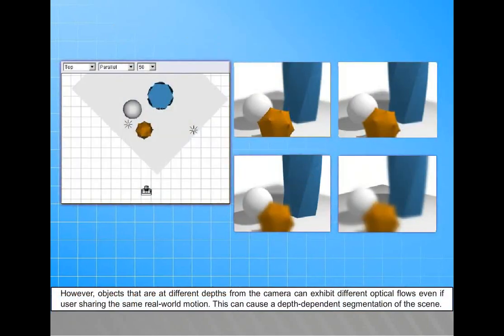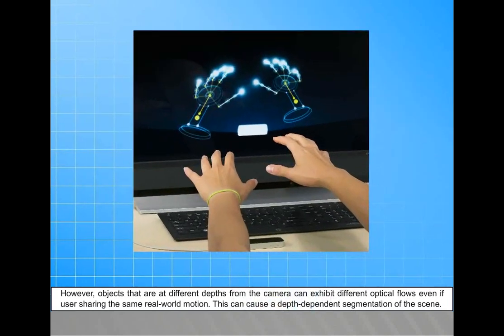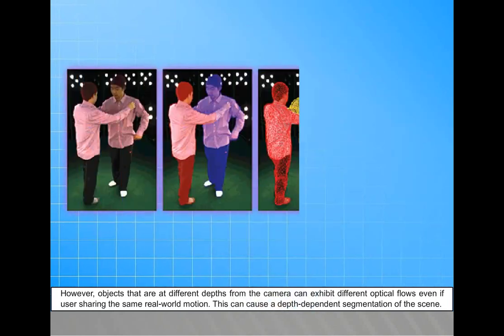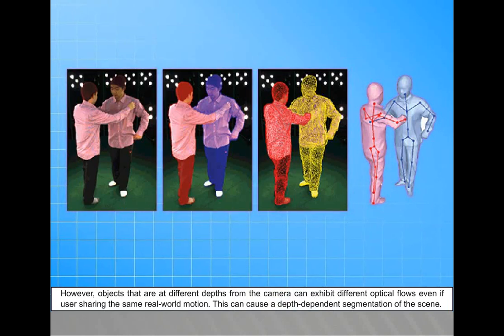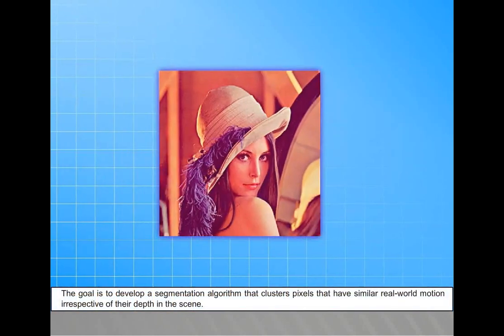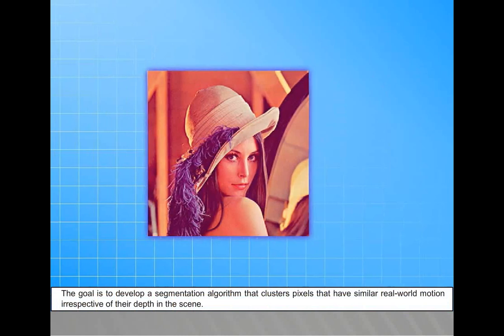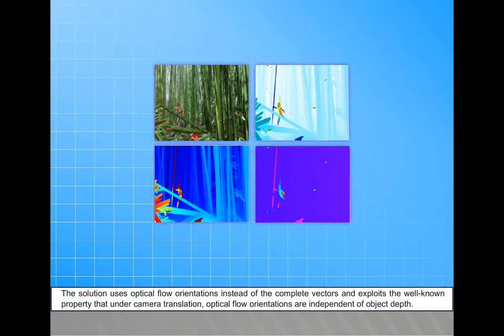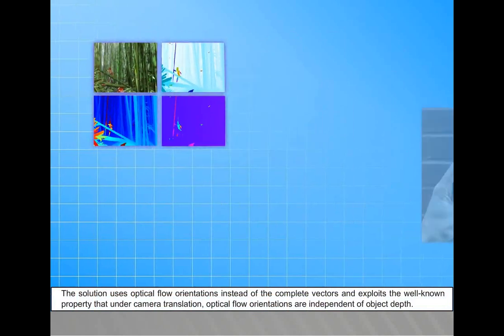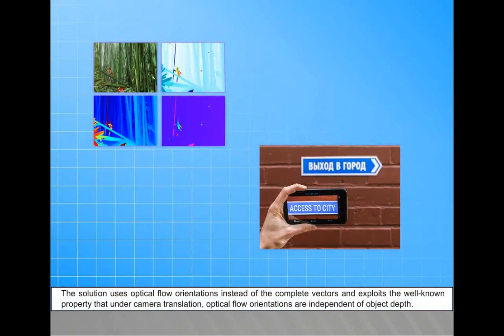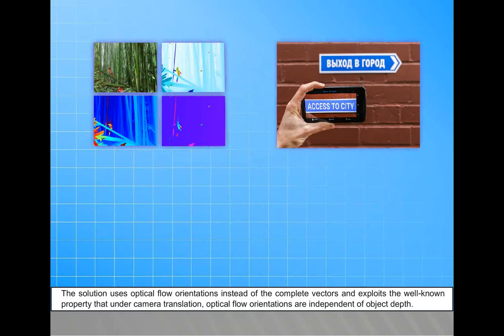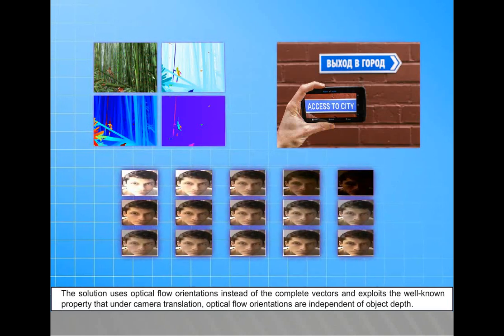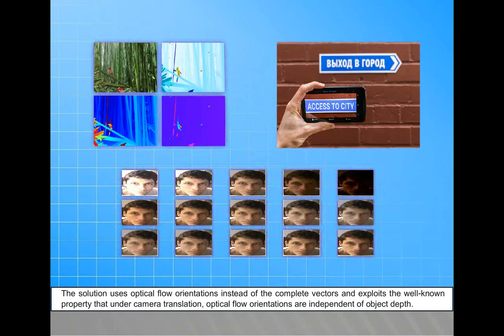However, objects that are at different depths from the camera can exhibit different optical flows even if they share the same real-world motion. This can cause a depth-dependent segmentation of the scene. The goal is to develop a segmentation algorithm that clusters pixels that have similar real-world motion irrespective of their depth in the scene. The solution uses optical flow orientations instead of the complete vectors and exploits the well-known property that under camera translation, optical flow orientations are independent of object depth.